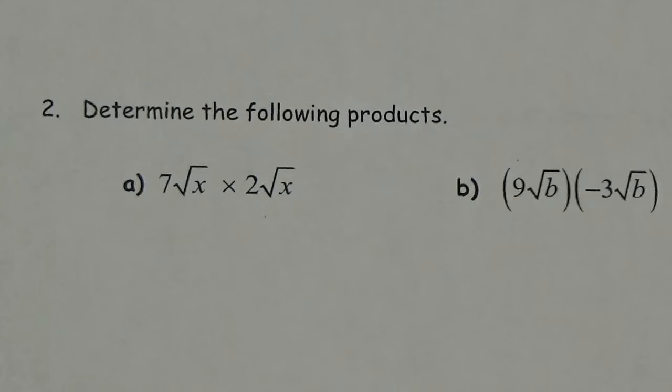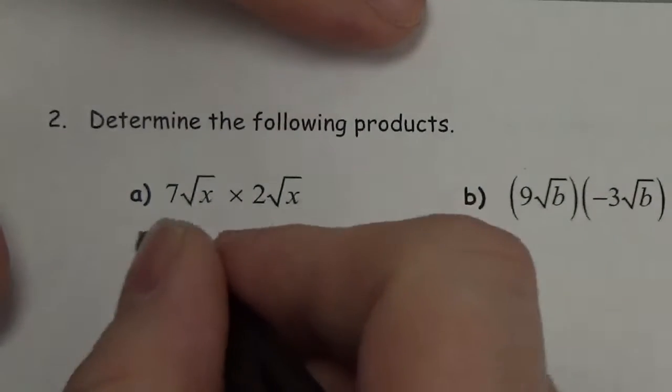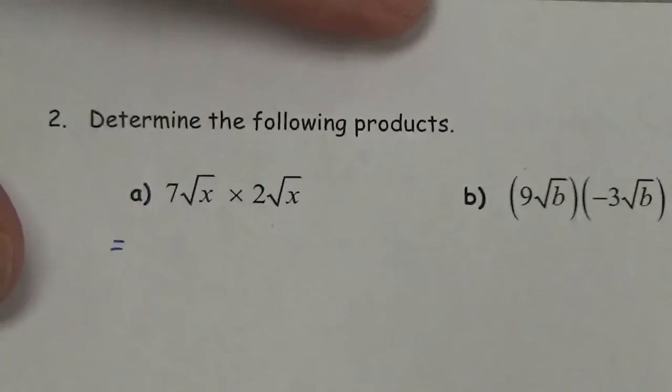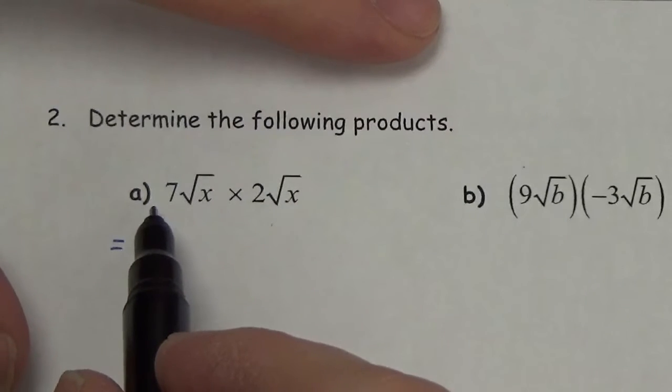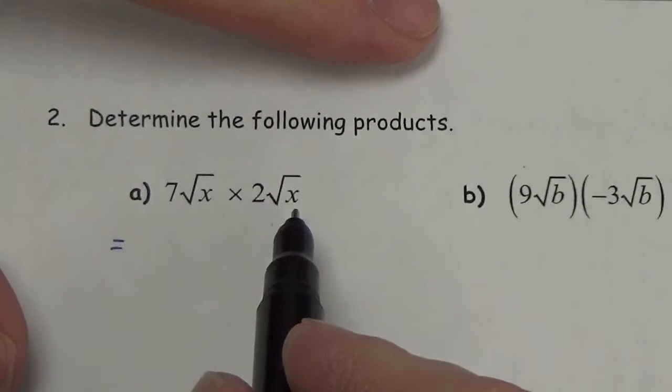Okay, let's take a look at this question here. It says determine the following products. So all we're really doing in this set of questions is just introducing a variable, but it really doesn't change anything. So 7 root x times 2 root x.